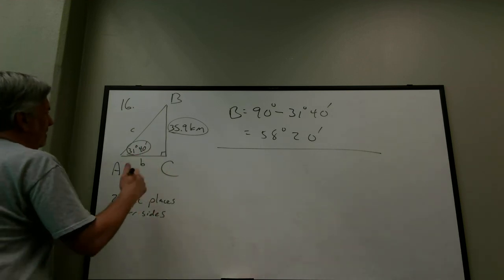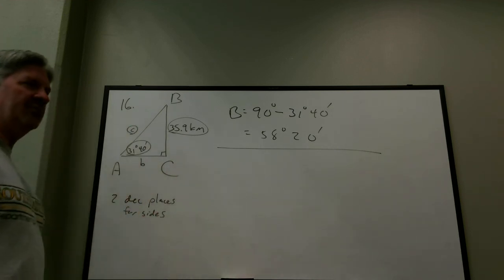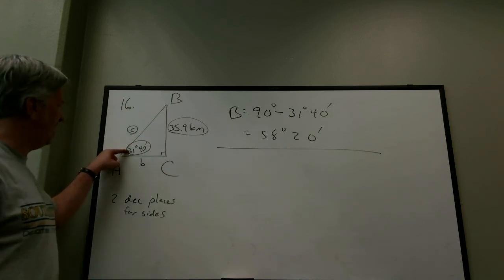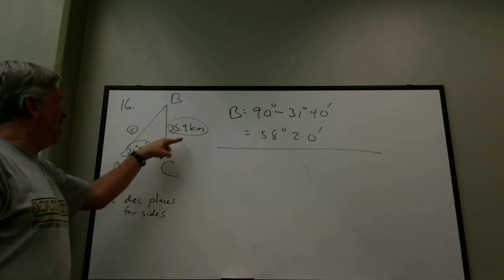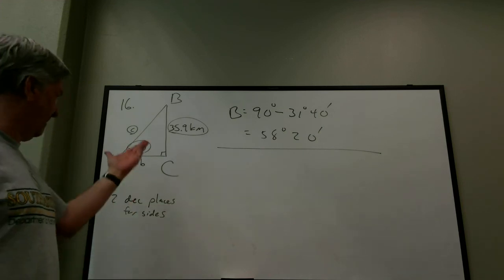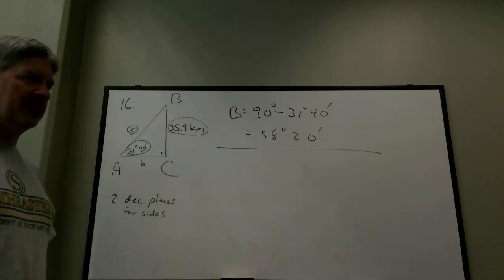Well, I'll just pick one, C. Okay, so do that first. Choose one of the acute angles and two of the sides. Of those three things, you need to know two of them, so I'm good. Okay, so you do that first.